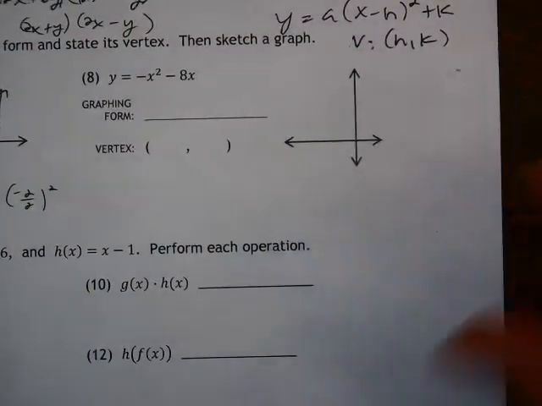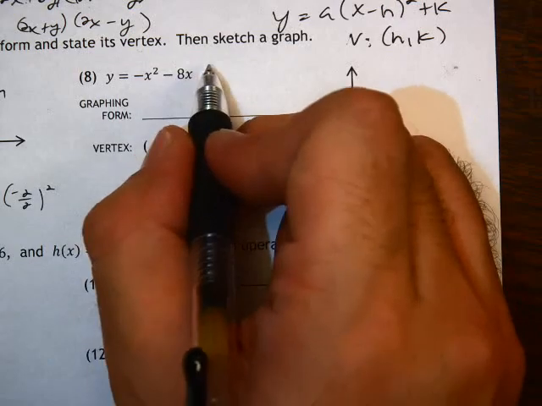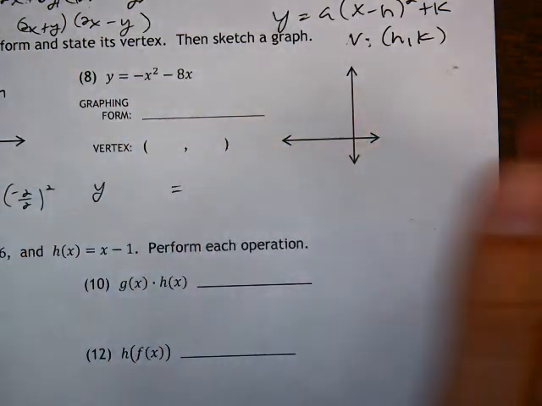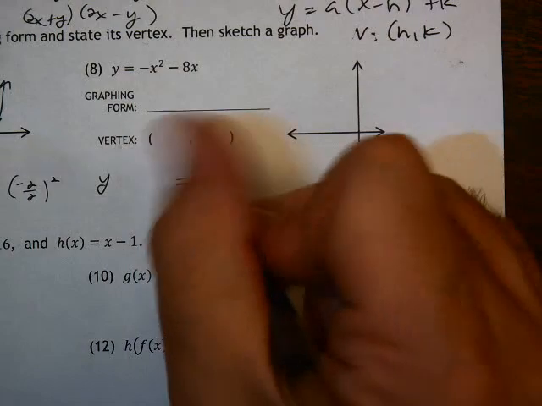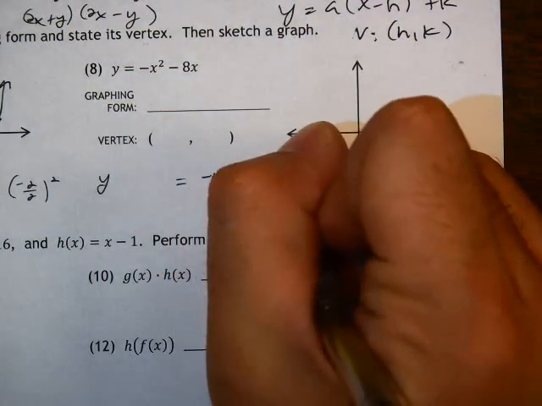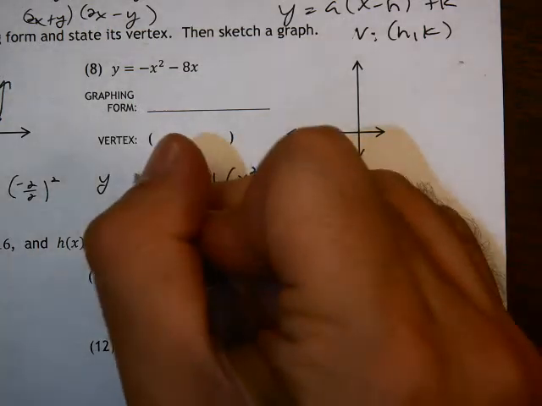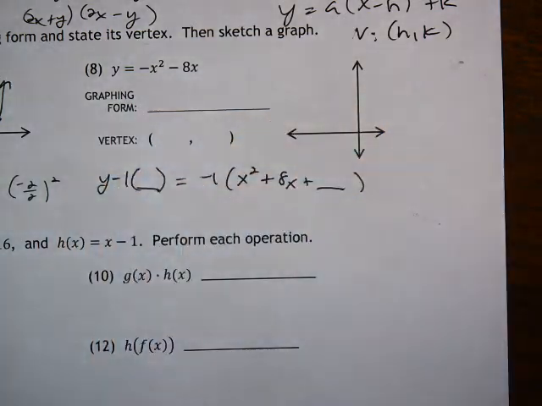Number 8. Same idea here. Now the only difference is there's no number to move over, so I'm just going to start with y. I'm going to leave a space. But again, like I had to take out the 3 before, I have to take out that negative 1. So I'm going to factor out negative 1. It becomes x squared plus 8x plus blank. And on this side, the minus 1 has to match, minus 1 times the blank.